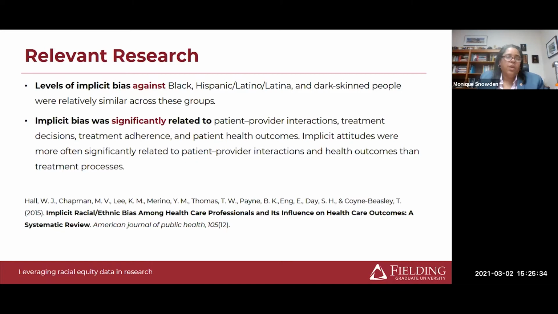So this particular study is entitled Implicit Racial Ethnic Bias Among Healthcare Professionals and Its Influence on Healthcare Outcomes. This was a systematic review, and here's some of the discussion that came forth in this study. Basically, the level of implicit bias against individuals of color or dark-skinned people was relatively similar across the different groups. And then the implicit bias was significantly related to patient-provider interactions. You can see the rest of the things there. I'll let you read that yourself.